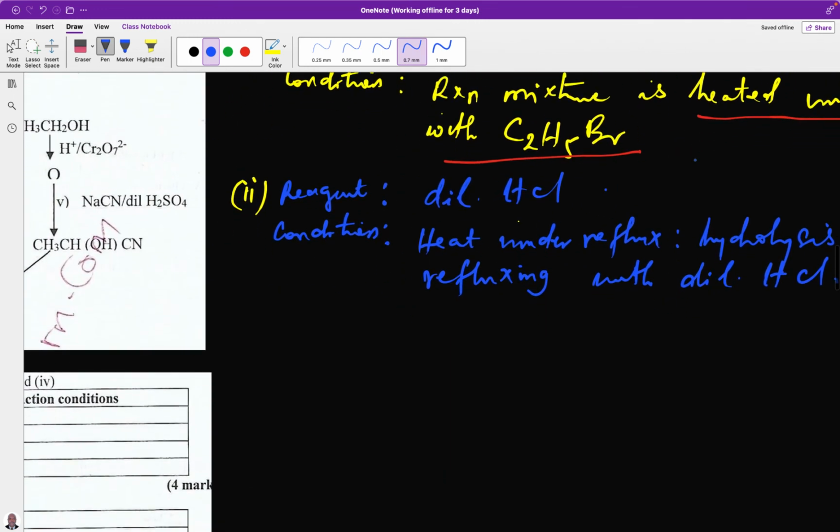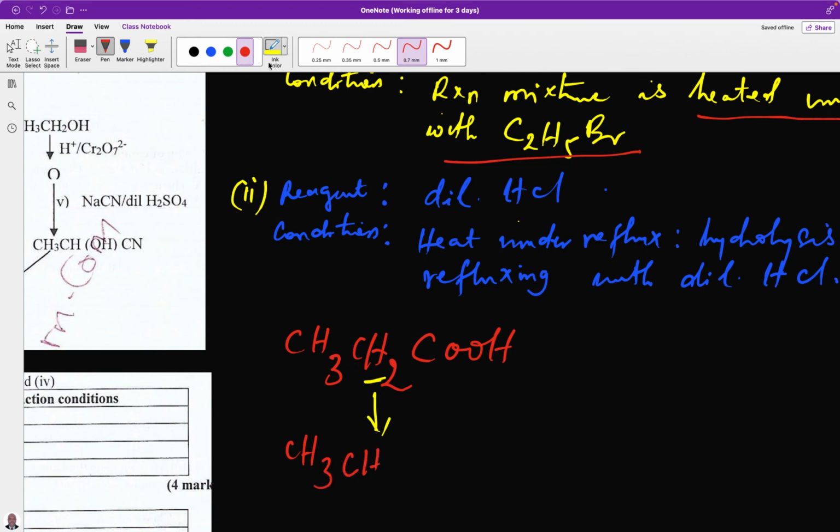In substituting it, we will have a CH3, a CH2, a CN, a COOH. The substitution will start here, by substituting the hydrogen atom. Now, if we substitute one hydrogen atom here with chlorine, we will have CH3, CH, but with one chlorine substituted. Then the acid comes in again. That is a substitution reaction.